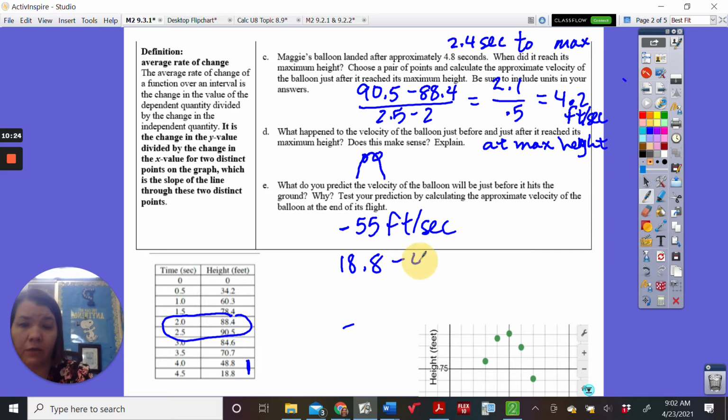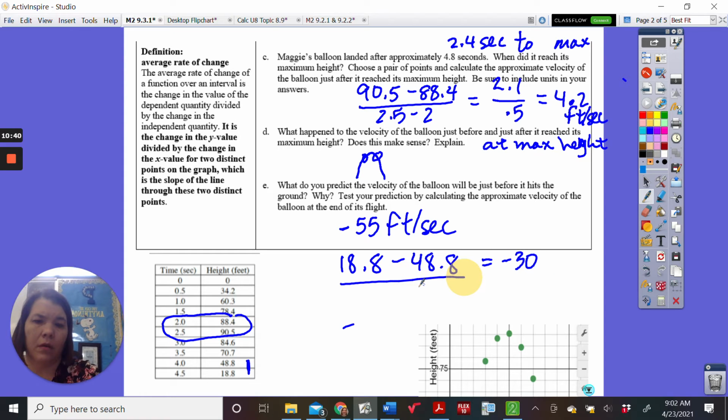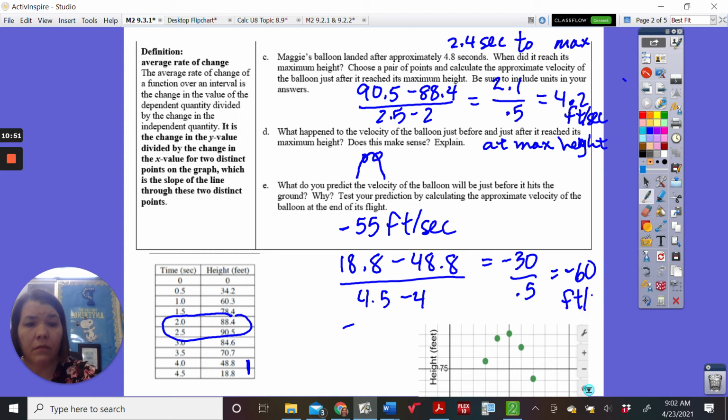18.8 minus 48.8, which I think is 30. Yep, 30 over 4.5 minus 4, which is 0.5, which is negative 60. So it's off a little bit, but it gets faster as it comes back down.